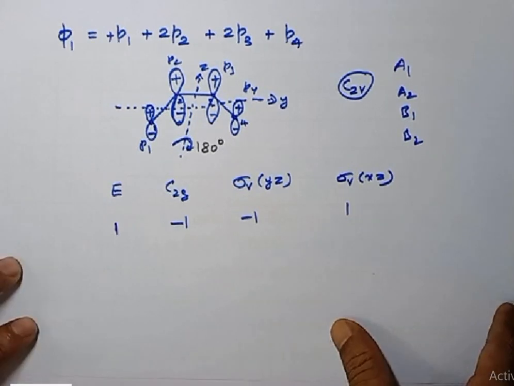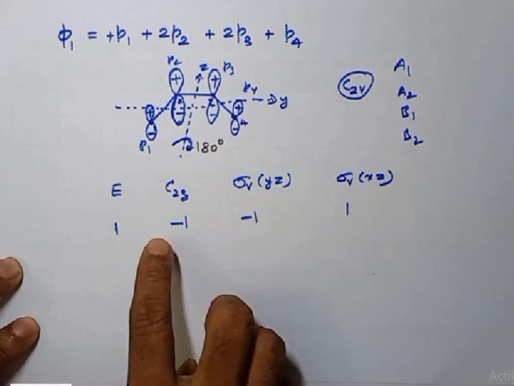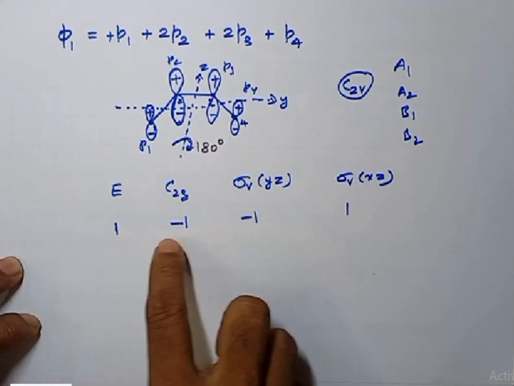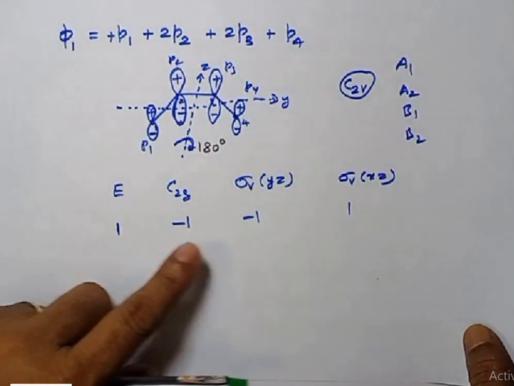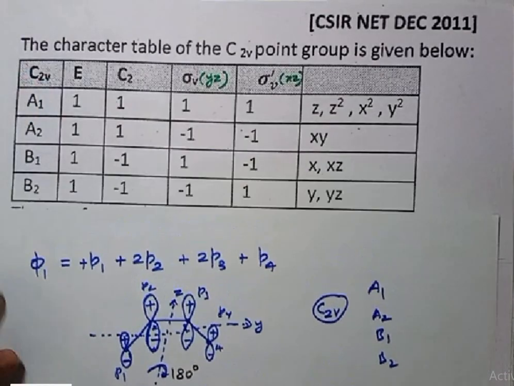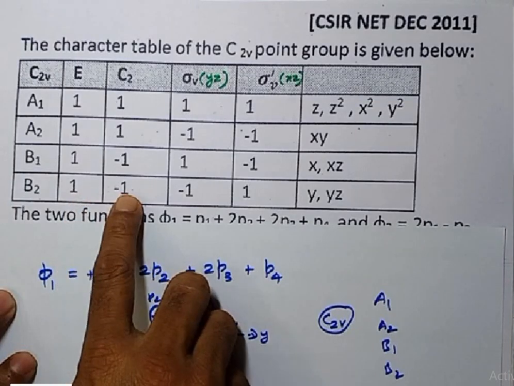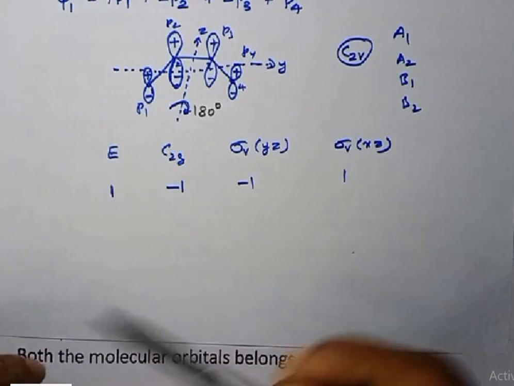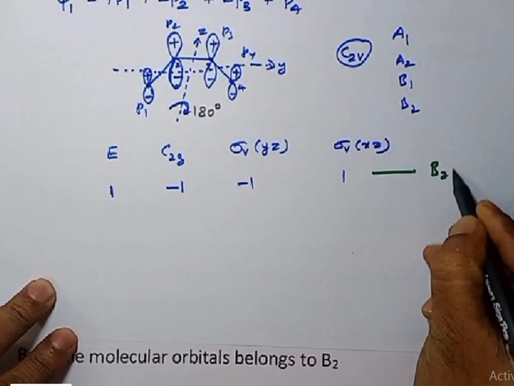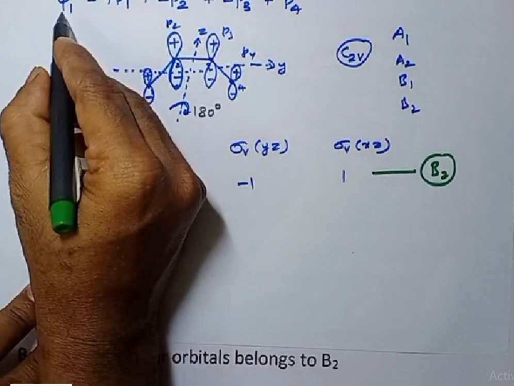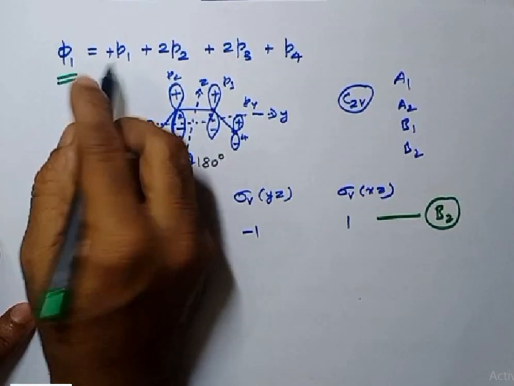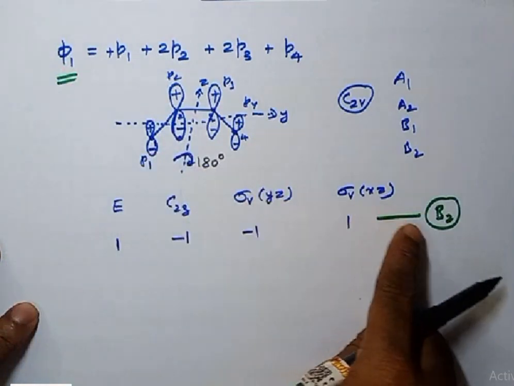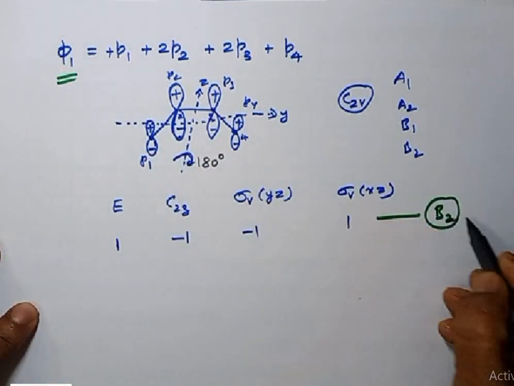Now you see the character table and analyze which irreducible representation has these characters 1, -1, -1, 1. See, 1, -1, -1, 1. Yes, it corresponds to B2 irreducible representation. Okay, so the molecular orbital function P1, it belongs to B2 irreducible representation.